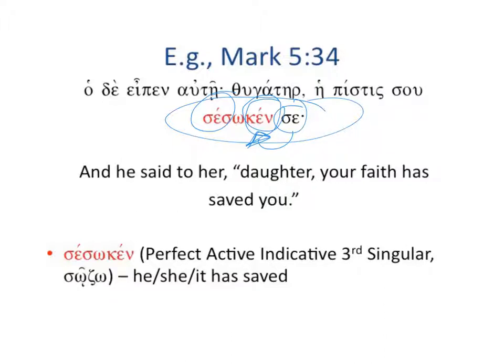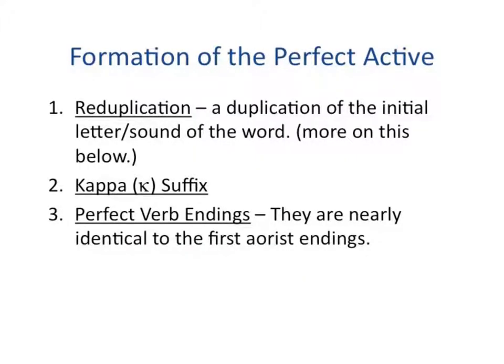perfect active indicative, third person singular from sozo, he, she, it, has saved. So your faith has saved you. The formation of the perfect. So we've gotten the general sense of what the perfect means, but we need to talk a little bit about the formation of the perfect itself. The formation of the perfect is taken with the perfect tense stem. With that, the beginning of that tense stem is what we call reduplicated.